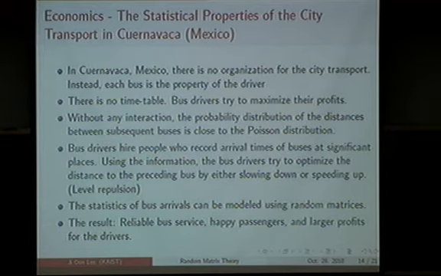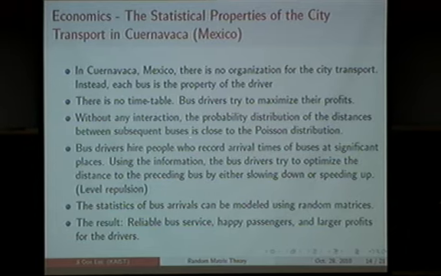And the most amazing application comes from economics. The title is The Statistical Properties of the City Transport in Cuernavaca in Mexico. This is a real story. In the city, there is no organization for the city transport. Instead, each bus is the property of the driver, so the drivers just want to maximize their profits. No timetable. Without any interaction, if you just do the statistics, you can say that the probability distribution is like the Poisson distribution.